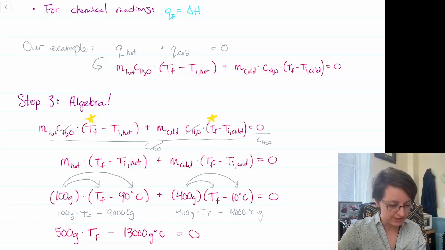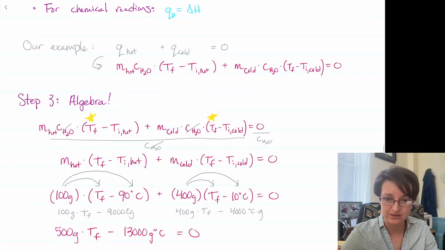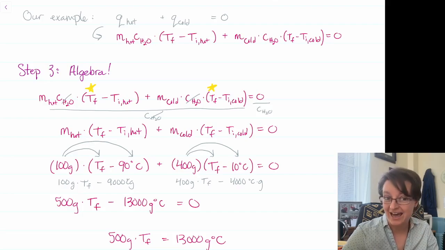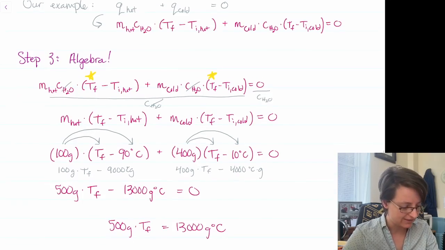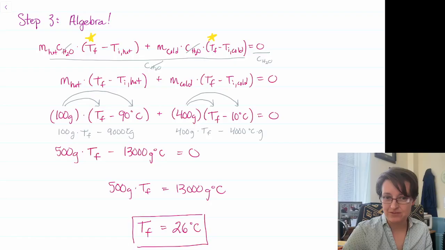The last thing that we're going to do is combine like terms, and just like we're solving for x, solve for our unknown. So combining like terms gives us 500 grams times the final temperature minus 13,000 grams degrees Celsius. That's equal to 0. Rearrange a little bit by adding 13,000 to both sides. And last but not least, divide both sides by 500, and that's going to give us our final temperature and our final answer to this problem, which is 26 degrees Celsius.